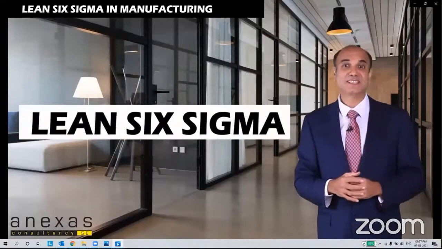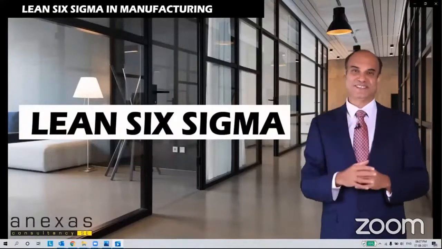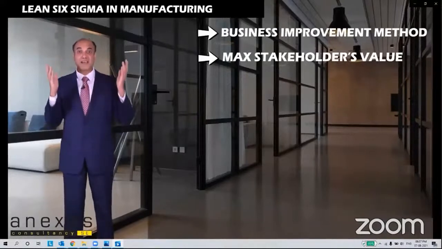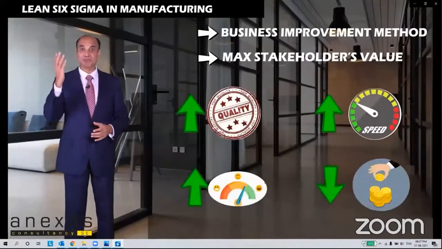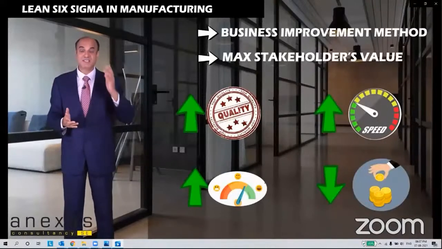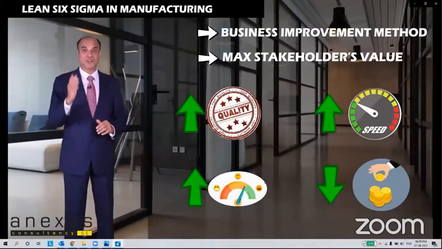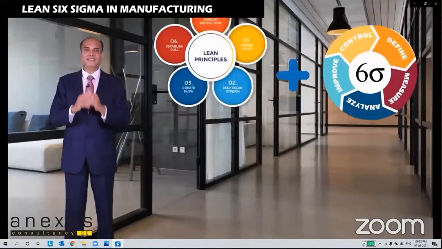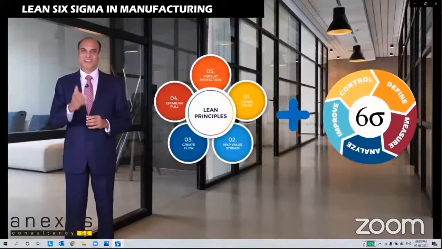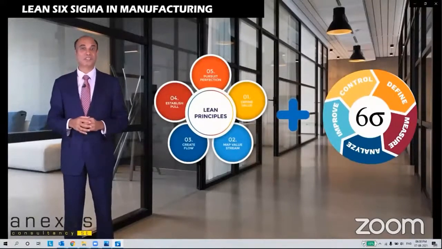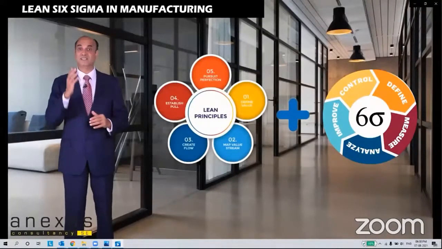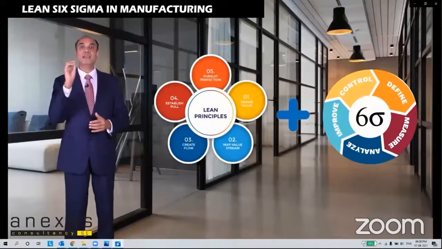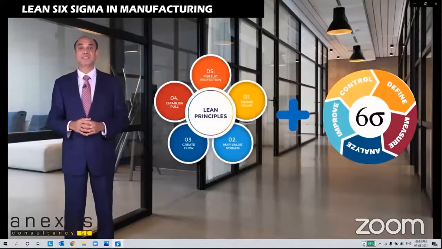Here is how Lean Six Sigma can improve your processes in manufacturing. Lean Six Sigma is defined as a business improvement method that aims to maximize shareholder value by improving quality, speed, and customer satisfaction, and reducing costs. It merges tools and principles from both Lean and Six Sigma to do this. It has become the most popular business strategy for deploying continuous improvement in the manufacturing industries. With its help, you can make sure that only essential steps remain in a process.